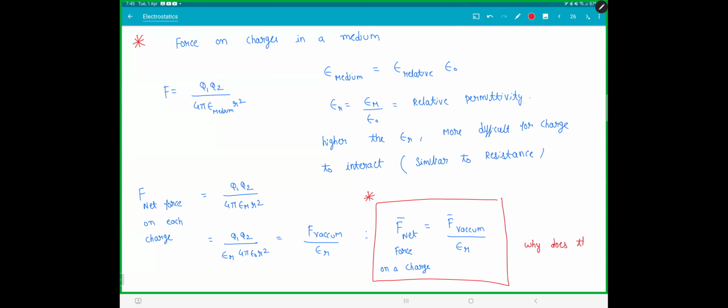Now this is an experimental thing, great, but what is the reason? Why should the force decrease because you have a medium? Let's discuss that in the next page.